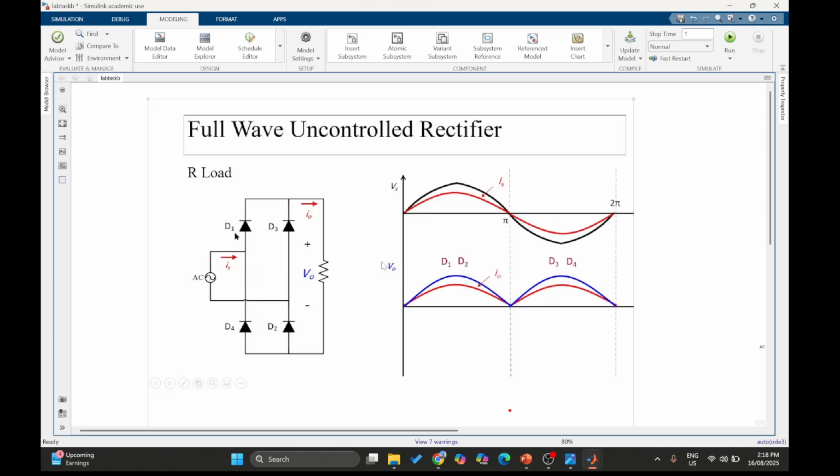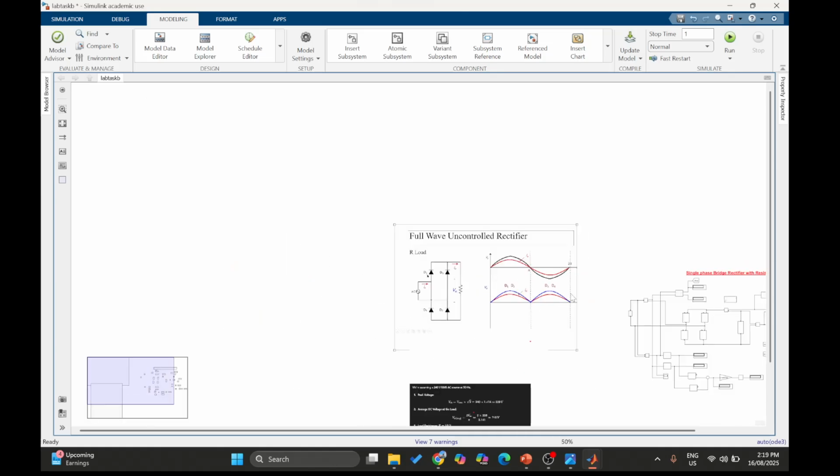The voltage waveform at the load is something like this, and this waveform is called a pulsating waveform, and the input AC is converted to a DC waveform. However, this is not purely a DC waveform, it is called a pulsating waveform, and we are aiming to convert the AC input or AC power to a DC power.